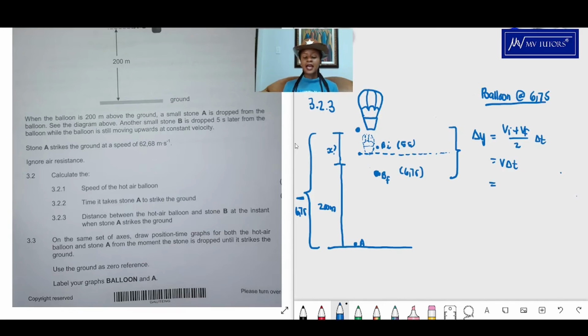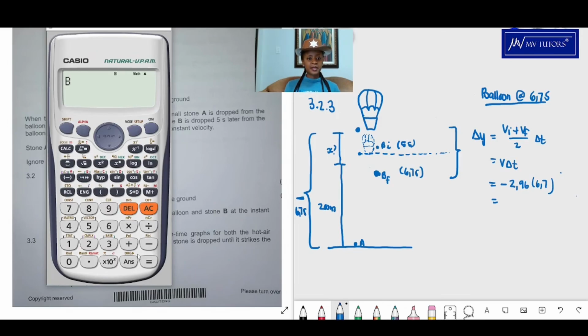Okay, so now let's see. I chose downwards as positive, so if anything goes up, it must be negative. And I know that it's moving up at a constant velocity of 2.96, right? And the time, well, it's 6.7 seconds. So we need to then see. Okay, remember I stored some values. B plus C gave me the 6.7, right? I'm just gonna store this value. Shift store D. Oh, I'm storing a lot of things. Okay, and I know that A was my 2.96, right? Awesome. So if I say negative A times D, I get negative 19.85.